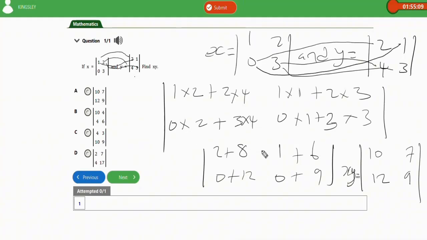This basically can deal with problems involving multiplication of matrices. We just had one repeated question for this particular topic.